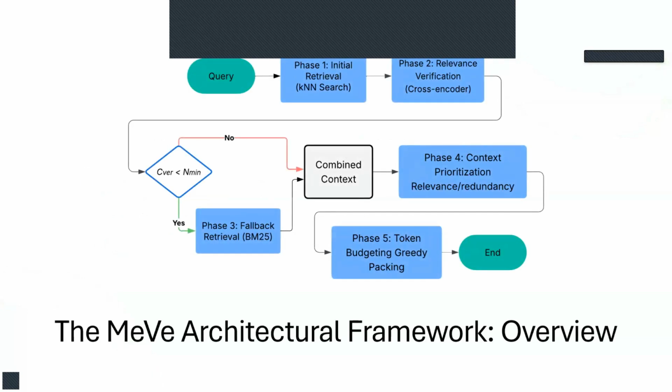And this is the MeVe architecture framework. I'm going to go step by step through the phases. You can follow me by using the picture provided on screen. Phase number 1 is the initial retrieval. We've used the k-nearest neighbor search for this. The purpose is to cast a wide net and find all the potential useful pieces of information.